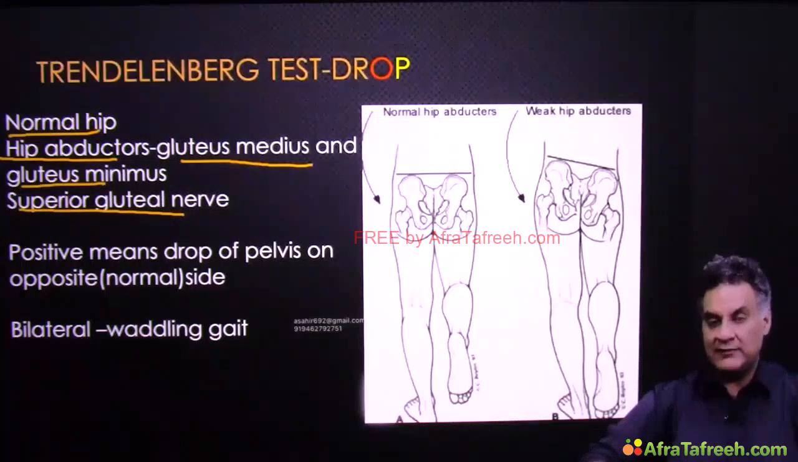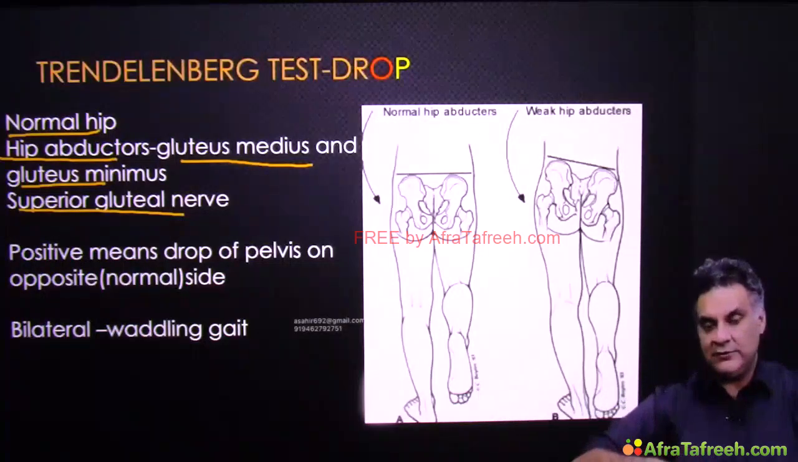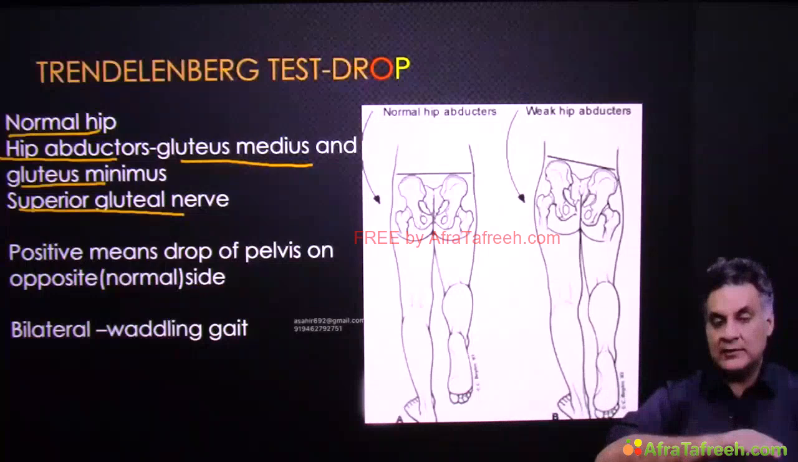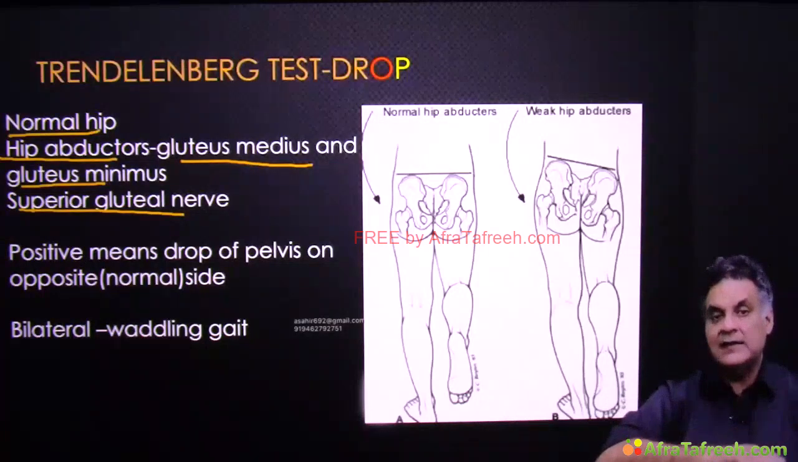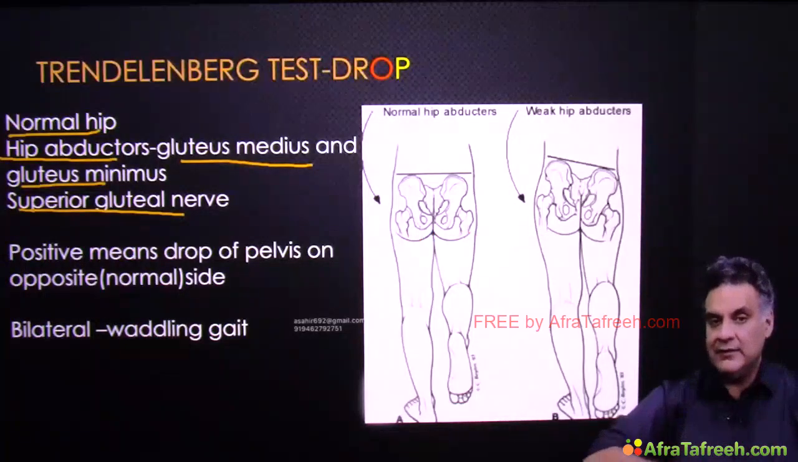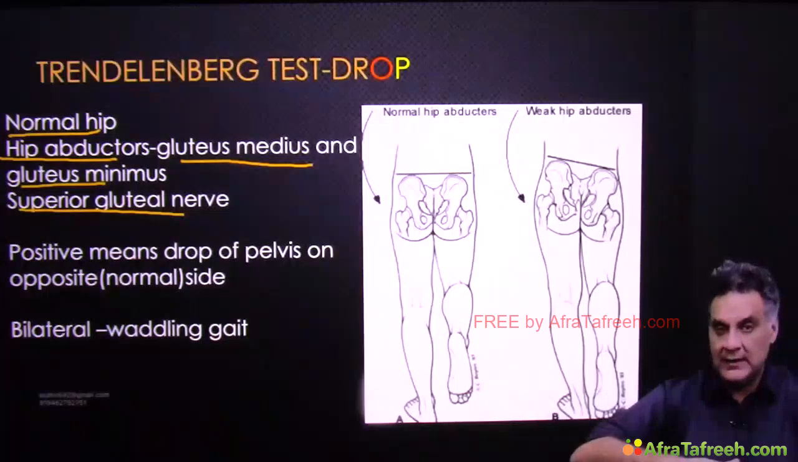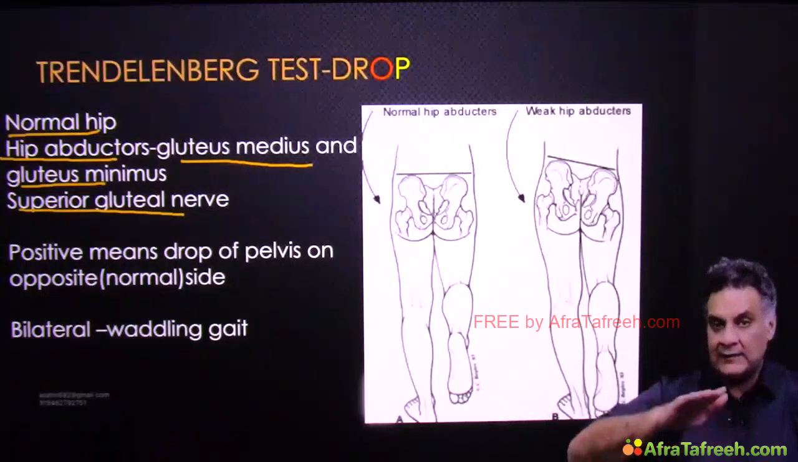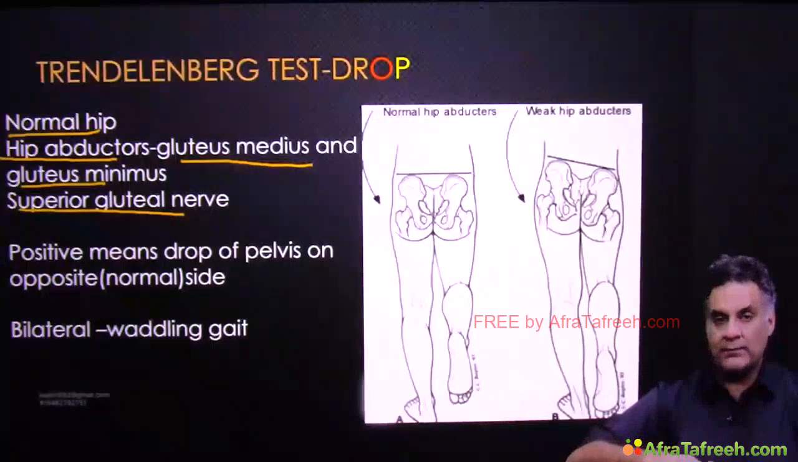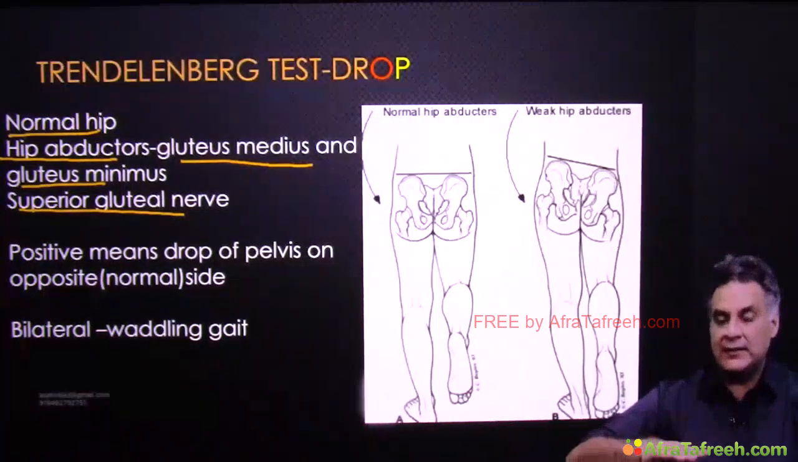So when I stand on the left hip and I lift the right lower limb, with gravity the right side should fall down. But because the hip abductors, their nerve supply, and the hip joint along with the lever arm, the femur neck are intact, they will raise my opposite pelvis and will not allow it to drop. So normally, normal limb, when you stand, the opposite side does not drop. The opposite pelvis does not drop.